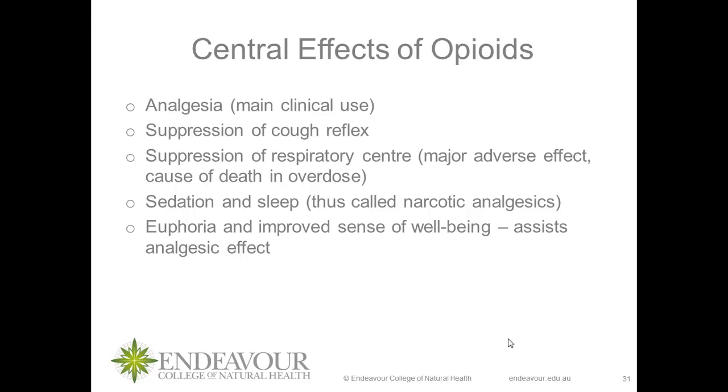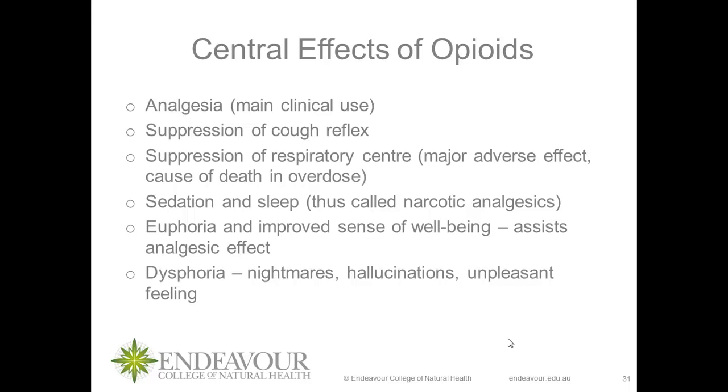Opioids also produce a euphoria. They do this centrally, that is in the CNS. Euphoria simply means a sense of well-being, an uplifted mood, and this euphoria, this mood, assists with the analgesic effect. But in addition, opioids also produce dysphoric effects, which, as you could imagine, would actually interfere with the analgesic effects. So opioids are known to cause nightmares, hallucinations, and unpleasant feelings.